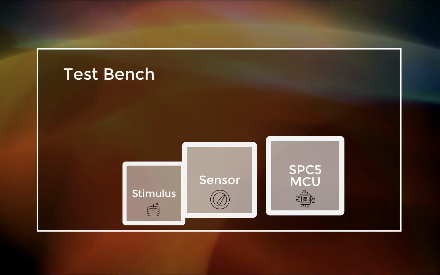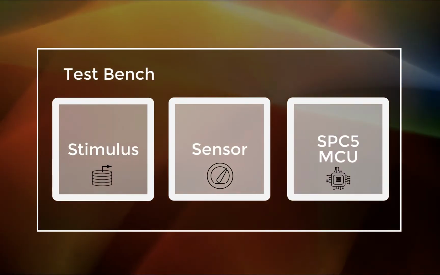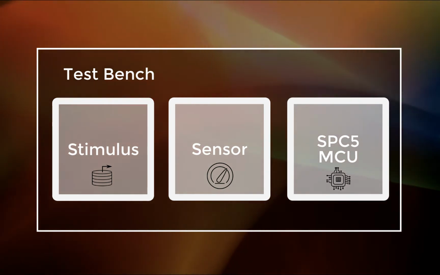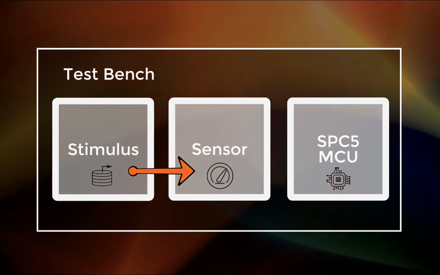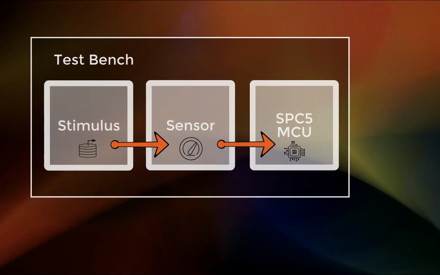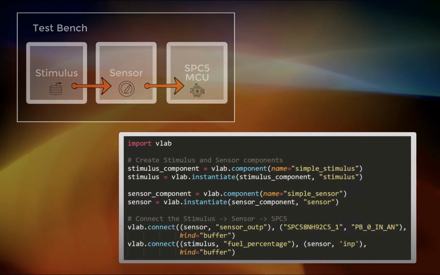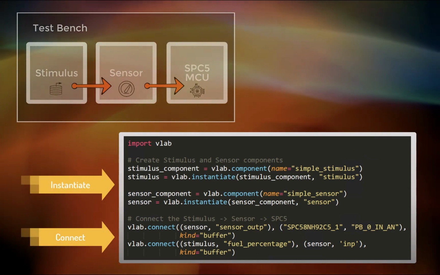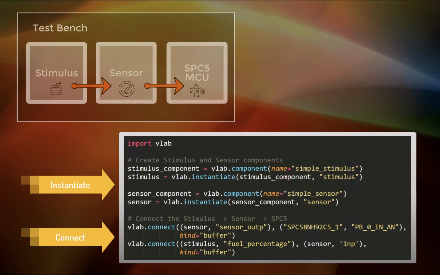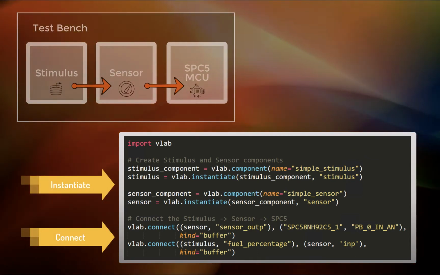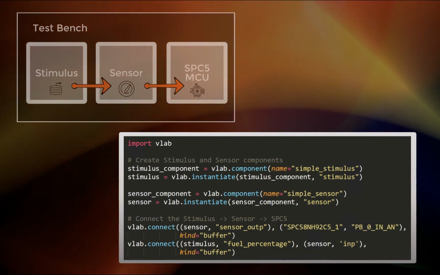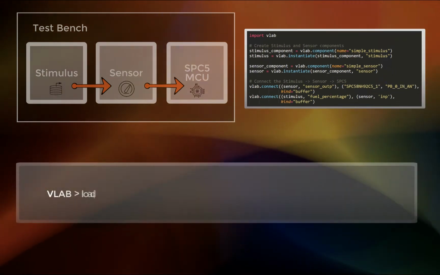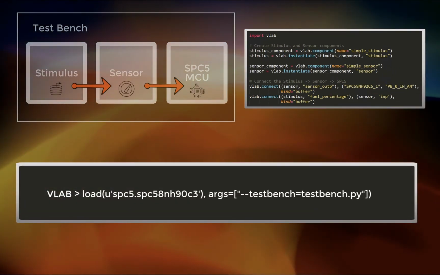To connect these two new components to our SPC5 MCU, we need a test bench, where they are instantiated and then connected, stimulus to the sensor and sensor to the MCU. When using a test bench description such as this one that adds components to an existing virtual platform, it is necessary for these components to be instantiated during the elaboration phase. With the SPC5 VP, I can pass the test bench module as a parameter to the VLab load command to be processed.